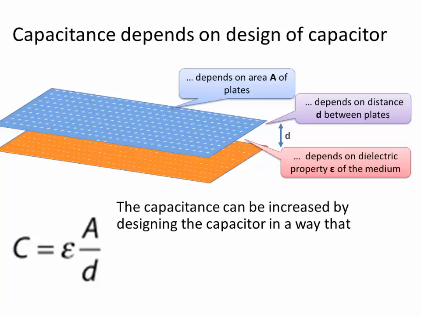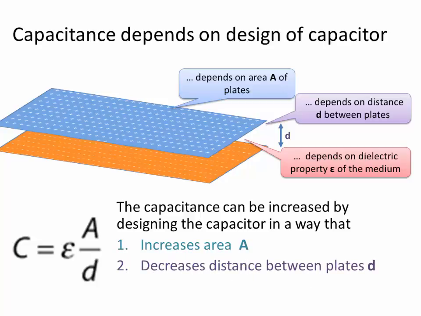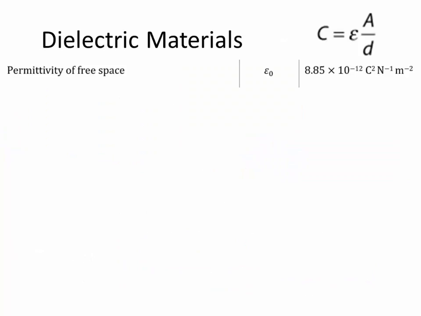So the capacitance of this capacitor can be increased by designing the capacitor in such a way that we can: one, increase the area, or two, decrease the distance between the plates, or three, use a medium with a higher dielectric property, in other words a higher permittivity. The lowest value for the permittivity is for a vacuum or for air. If we put another medium between them, we can increase this value. And here we have the permittivity of free space, epsilon naught, which is for free space or a vacuum, basically 8.85 times 10 to the minus 12 coulombs squared per newton per meter squared.